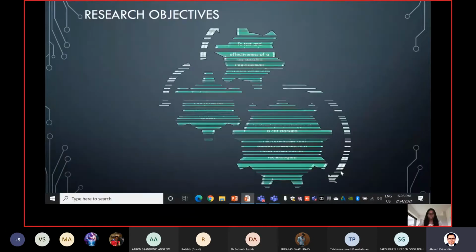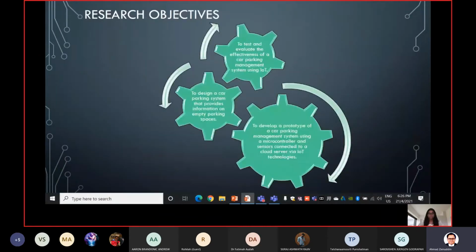The research objectives: the first objective is to develop a prototype of a car parking management system using a microcontroller and sensors connected to a cloud server via IoT technologies. Next, to design a car parking system that provides information on empty parking spaces. And finally, to test and evaluate the effectiveness of a car parking management system using IoT.